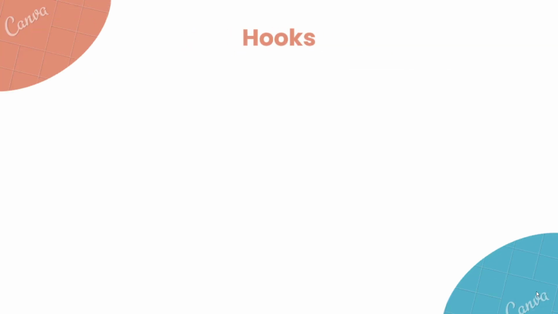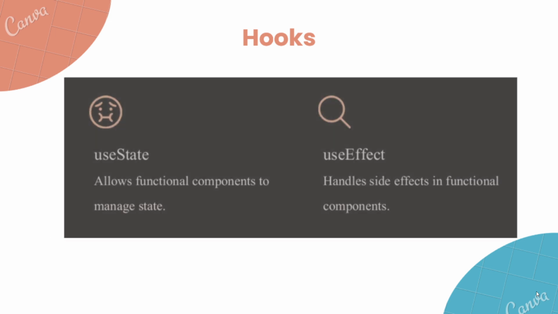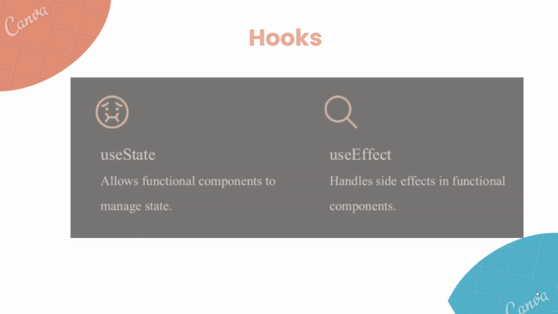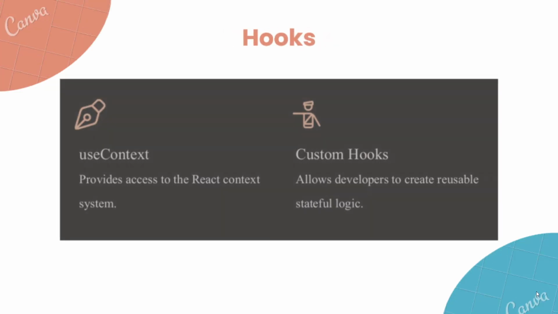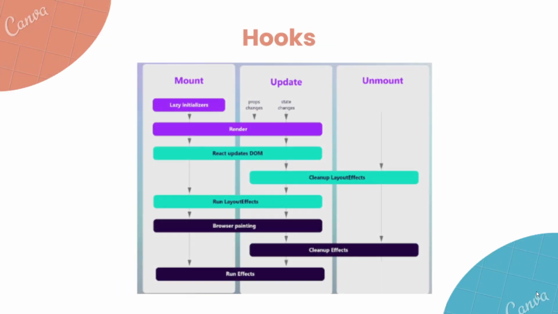Now let's discuss hooks. First one is useState, which allows functional components to manage the state. Second one is useEffect, which handles side effects in functional components. Third one is useContext, which provides access to the React context system. Fourth one is custom hooks, which allow developers to create reusable stateful logic. Here is an image of hooks.